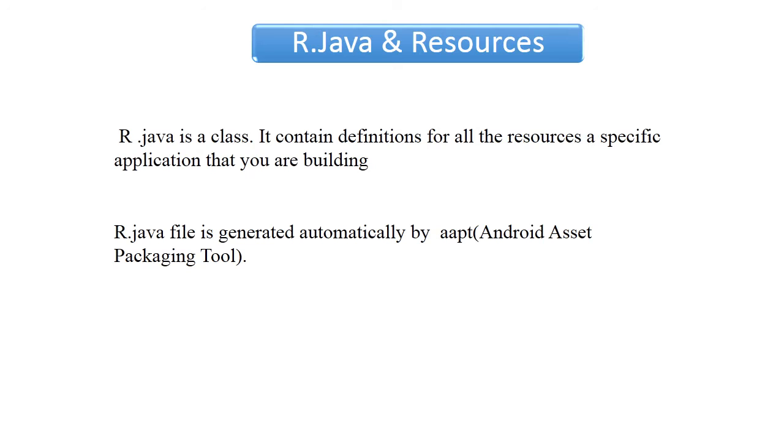The R.java file contains two types of members, static final classes and static final integers. An R.java file is generated by using AAPT, meaning Android Asset Packaging Tool. The user is not supposed to change this. If you change this, it will be erased as it is auto-generated every time.